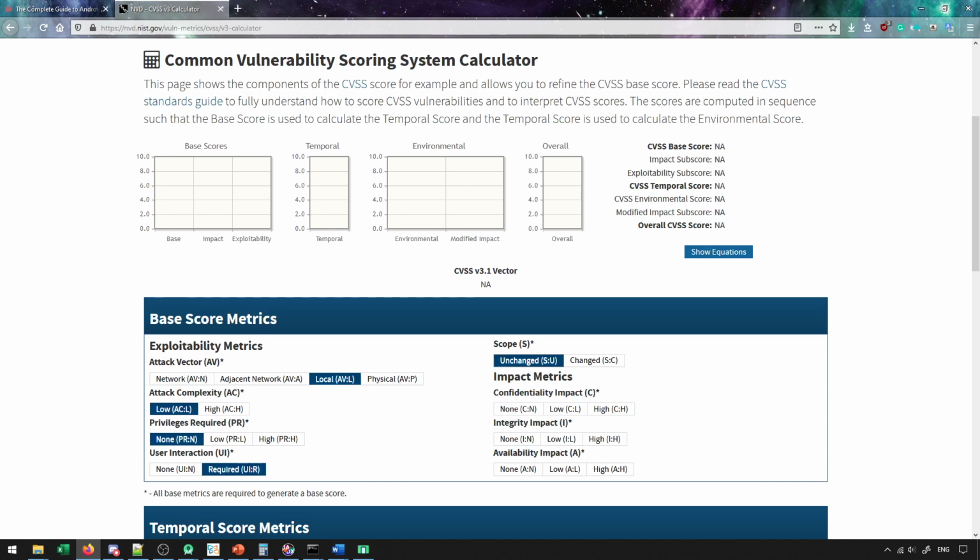And then we're taking a look at confidentiality, integrity, and availability. These are the three core aspects of computer security. We want to keep these as much as possible. Confidentiality means that you can leak data that you shouldn't be able to get access to.